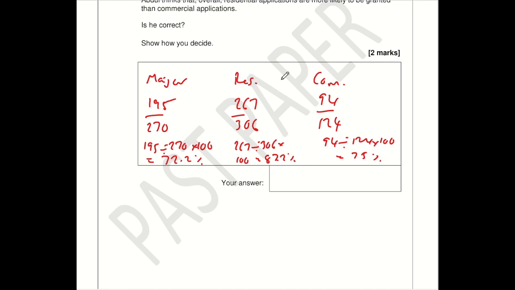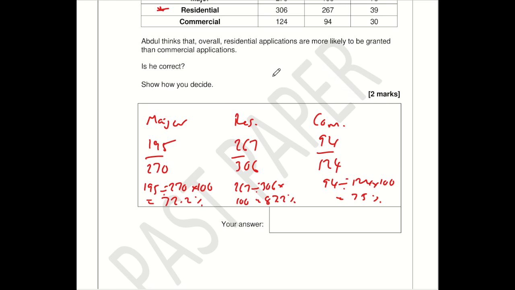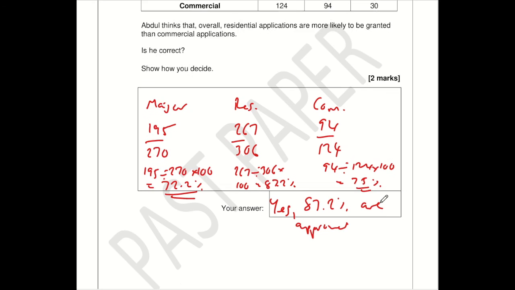So what did Abdul think? Residential applications are more likely to be granted than commercial. Is he correct? Yes, because 87.2% are approved, which is greater than 72.2% and 75%.